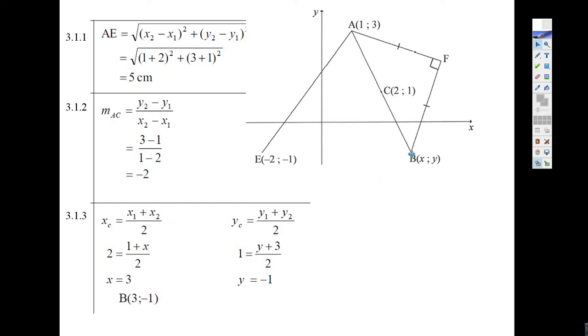The next question is find the coordinates of B, but they tell you in the story that C is the midpoint. Well, you can build an equation. If C is in the middle of A and B, you can add the x values of A and B: (x plus 1) divided by 2 equals 2, the x value. And you can go (3 plus y) divided by 2 equals 1. Then you just solve these equations. Multiply by 2. 2 times 2 is 4. Take away the 1. x is 3. 2 times 1 is 2. Take away the 3. y is -1. So the coordinates of B are (3, -1).